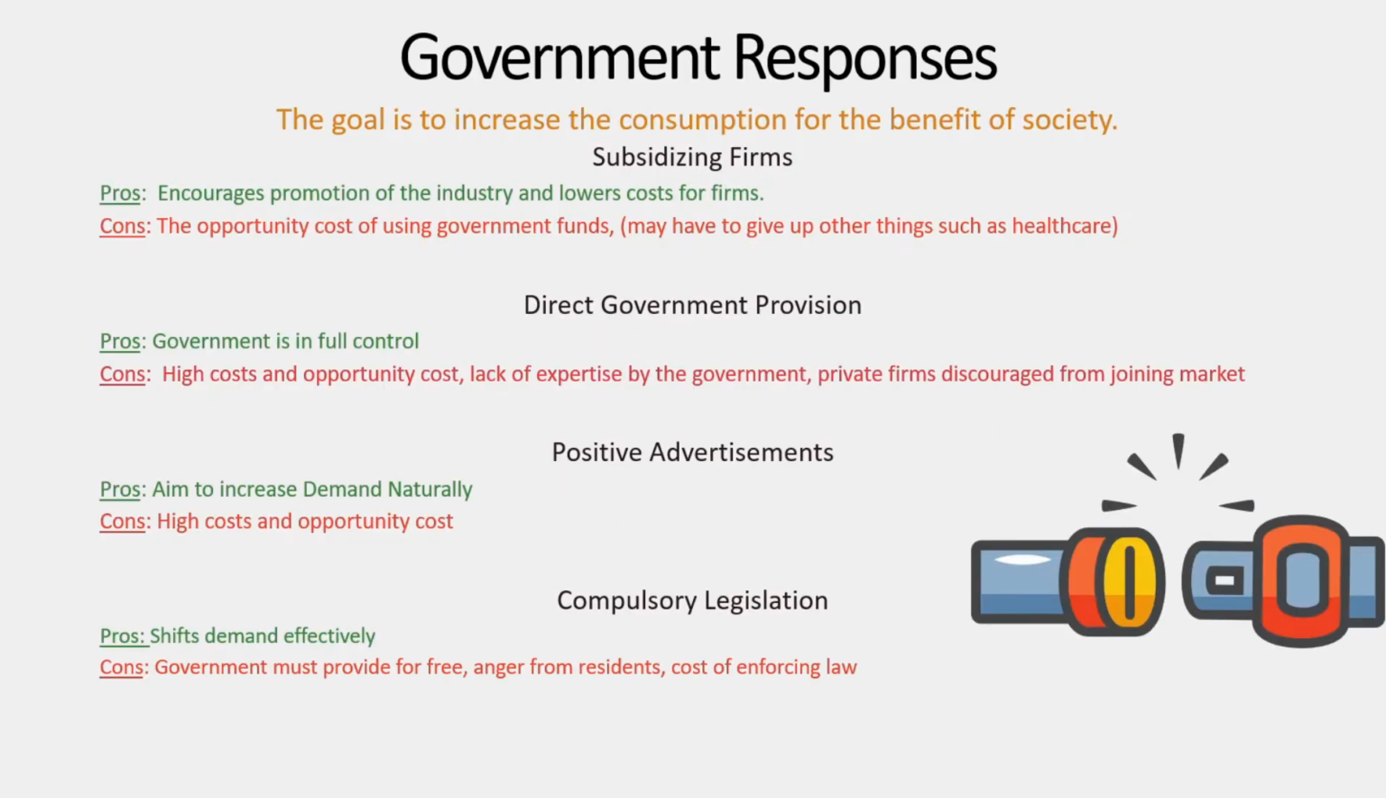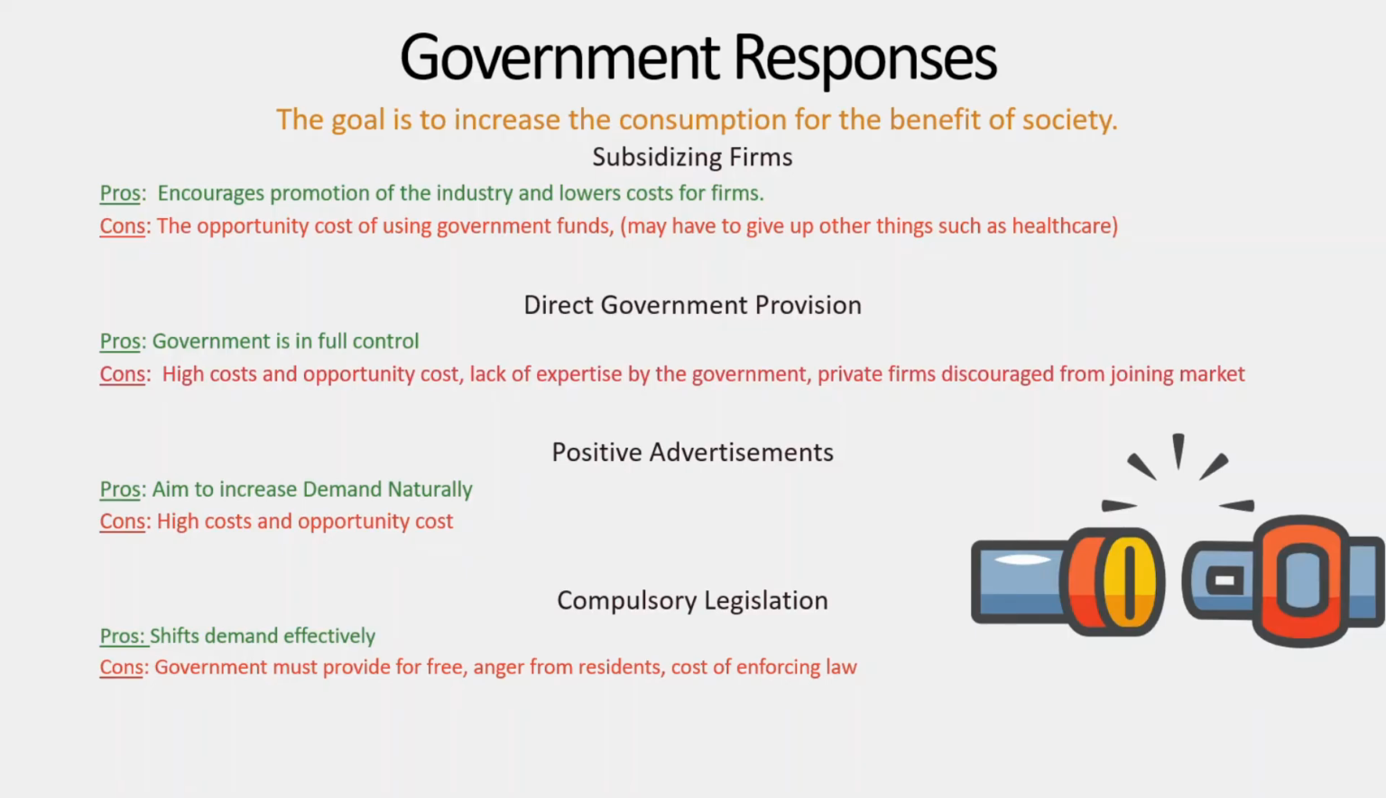So there are a plethora of government responses they can do. They could subsidize firms, which can encourage promotion of the industry at lower cost for firms, but it would cost money. They could do direct government provision, but there's going to be higher opportunity cost here, lack of expertise by the government. This could do crowding out. They could do positive advertisements, but there's high cost for this and high opportunity cost. And they could do compulsory legislation.